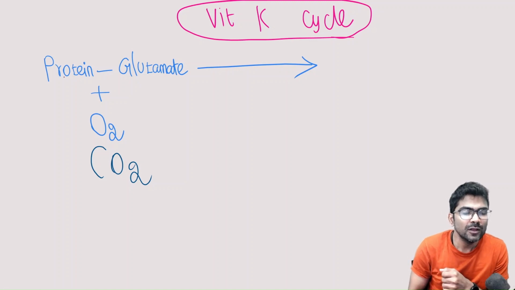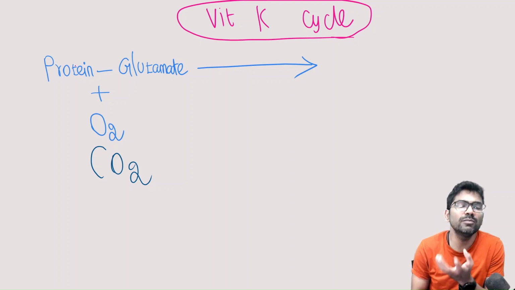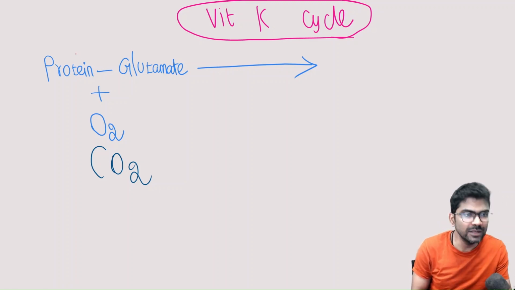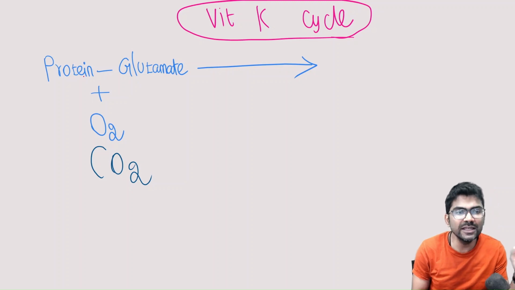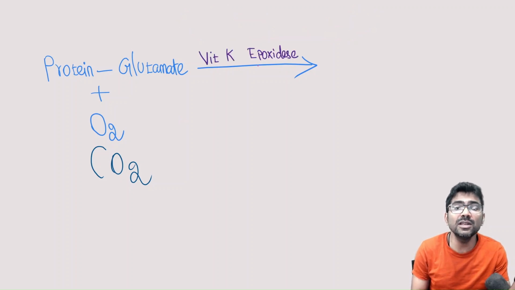Okay. So this is a protein that contains glutamate. This can be your prothrombin. This can be your osteocalcin, any protein. So the protein contains this glutamate. You need oxygen and carbon dioxide also. The enzyme catalyzing this reaction is vitamin K epoxidase. Vitamin K epoxidase. Remember.